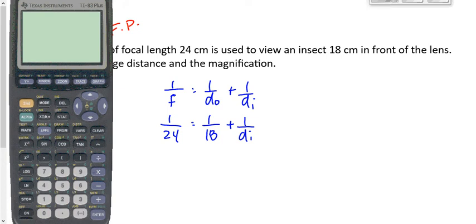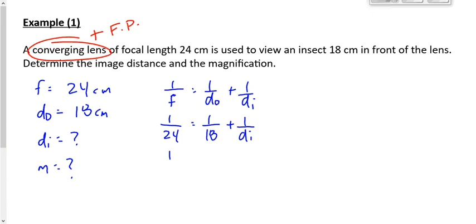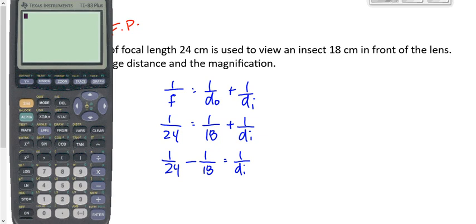In order to get DI by itself, I have to take the 1 over 18 over by subtracting, right? So it becomes 1 over 24 minus 1 over 18 equals 1 over DI. You agree with that? Okay, so here's how you're going to do that on your calculator. You could say bracket 1 over 24, bracket minus bracket 1 over 18. You can do that. Okay, I don't want to do that. There's an easier way of saying 1 over 24: 24, x to the minus 1, is 1 over 24.